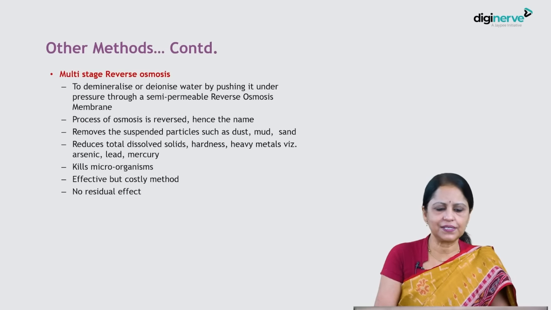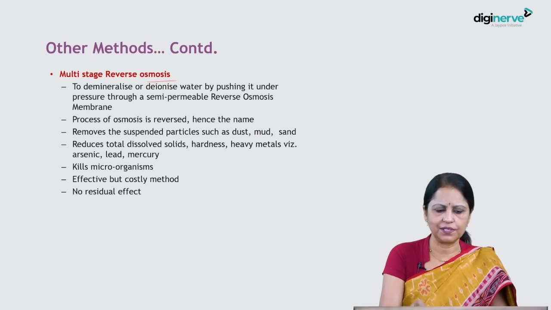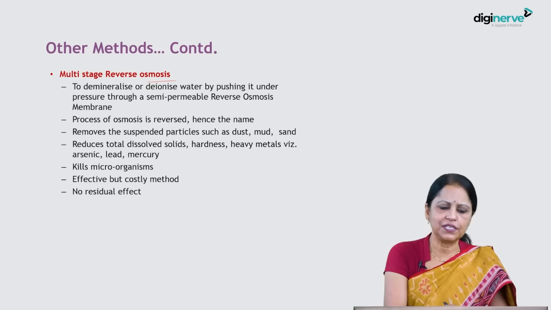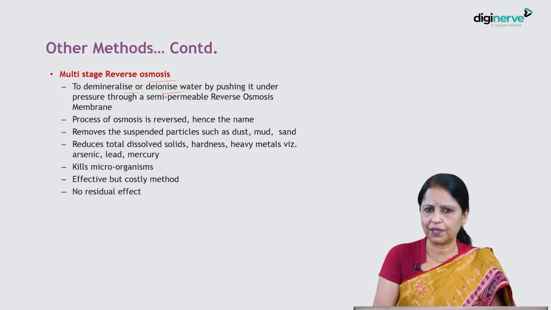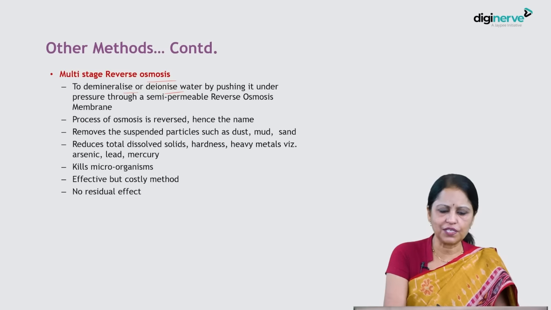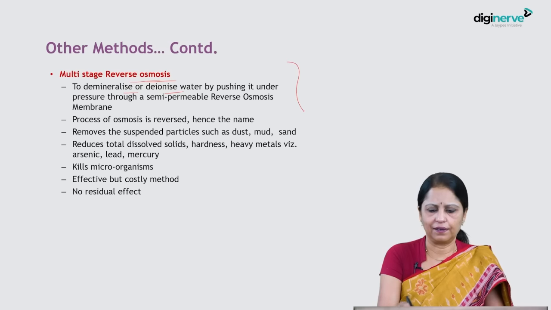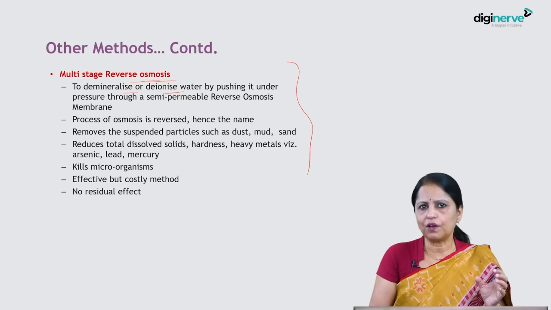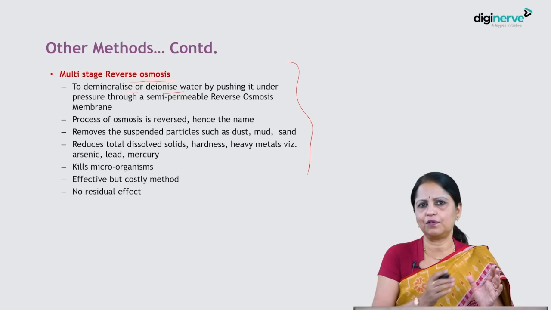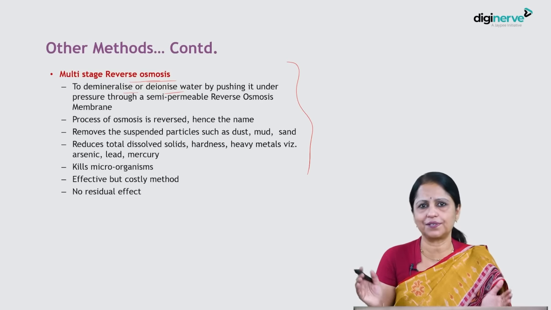Then there is the multi-stage reverse osmosis, which is quite common nowadays. RO, it is known colloquially. So this demineralizes or deionizes the water. So it removes the minerals, it removes the other particles, it removes the microbes, etc. And why is it known as reverse osmosis? Because the process of osmosis is reversed in this system. So osmosis, generally what happens, from the lower concentration side of the membrane, the water goes to the higher concentration side to balance the equilibrium on both sides of the membrane.